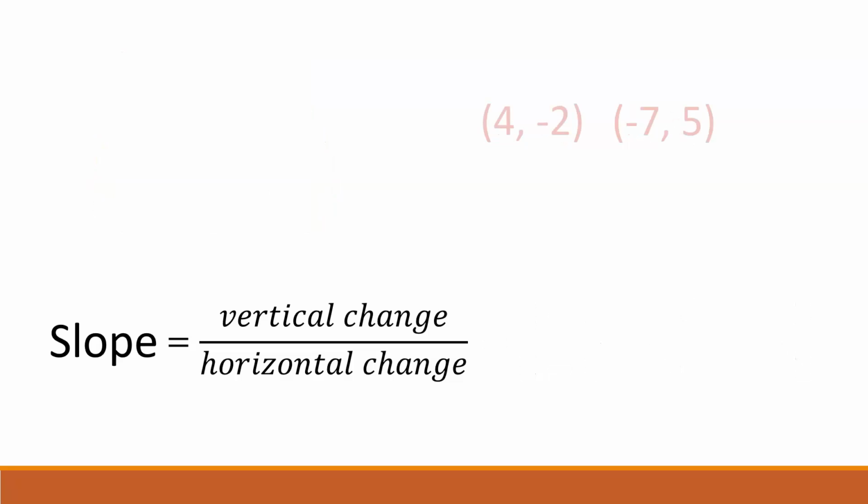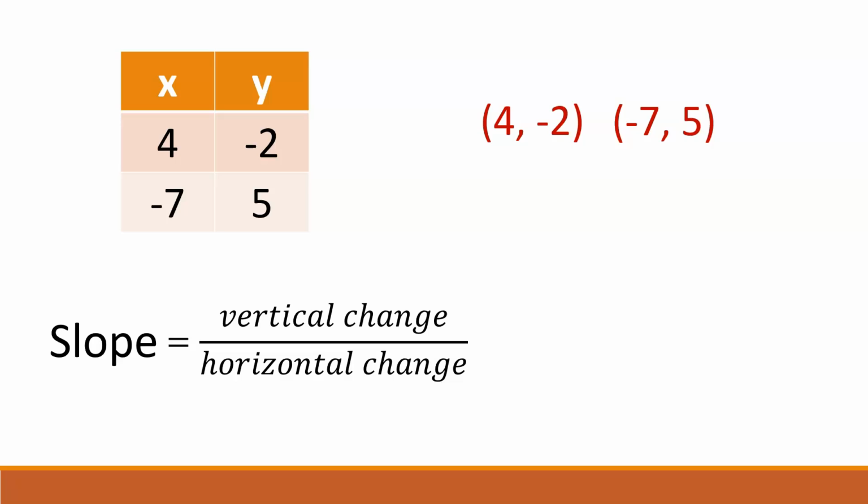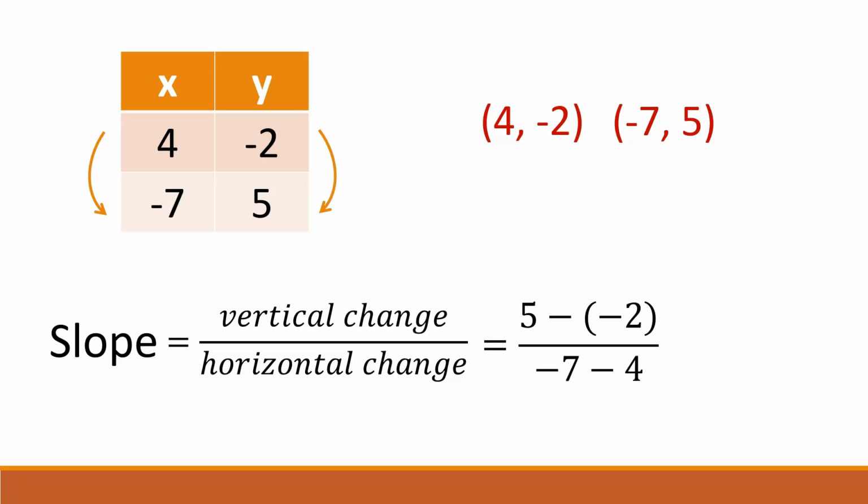Let's try one more. We've got the points (4, -2) and (-7, 5) on a line, and we would like to know what the slope of the line is. So we'll just find the change in the y-coordinates, the vertical change. So we're moving from -2 up to 5, so 5 minus -2 would be the vertical change. And then the x-coordinates, we're going down from 4 to -7, so -7 minus 4 would be the change in the x-coordinates, the horizontal change. So our slope is 7 over -11.